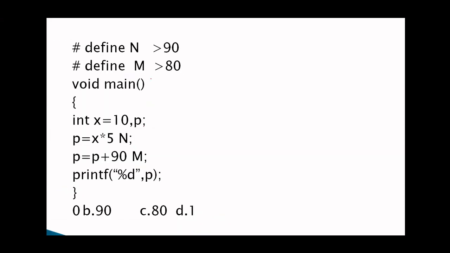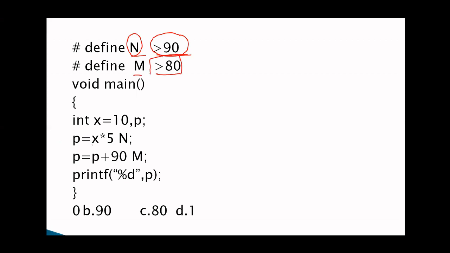One more example. Hash define N greater than 90. What is the meaning of this? Whenever N occurs, N is replaced with greater than 90, not just 90. M is replaced with greater than 80. These are called macros.